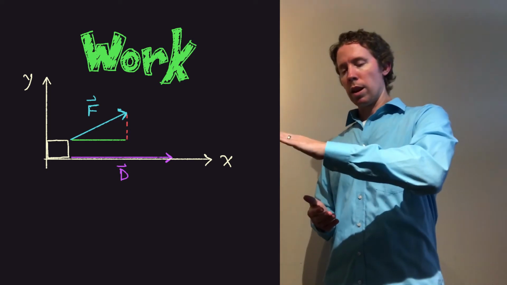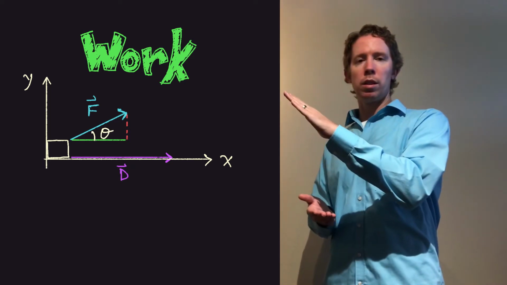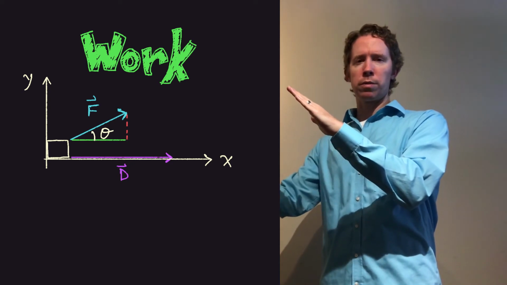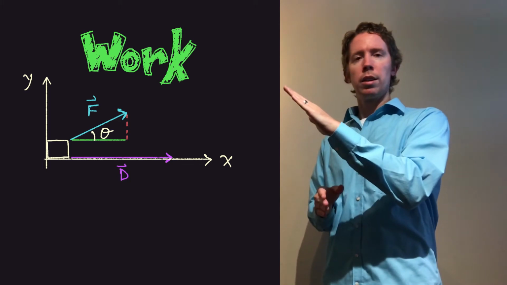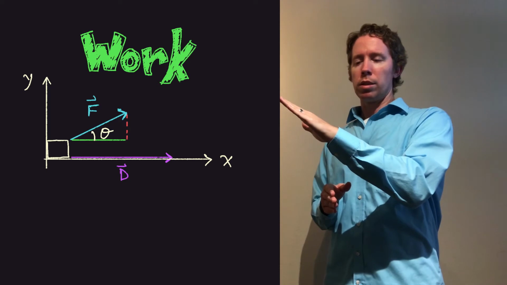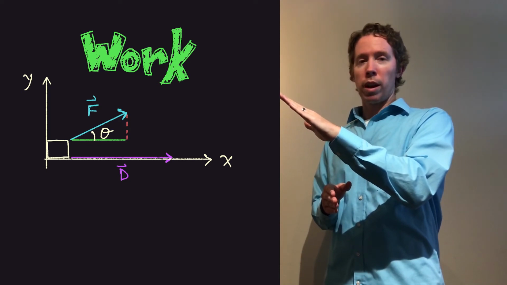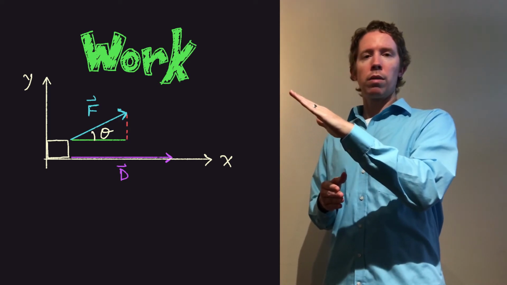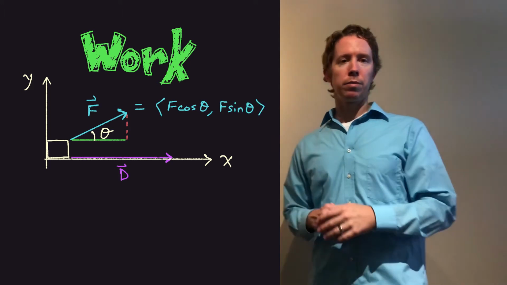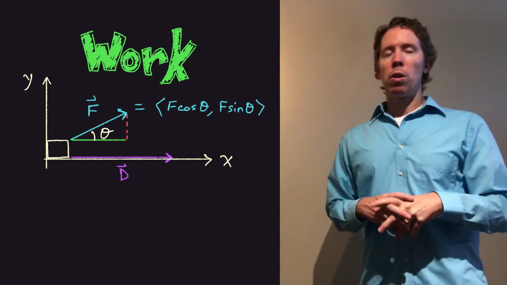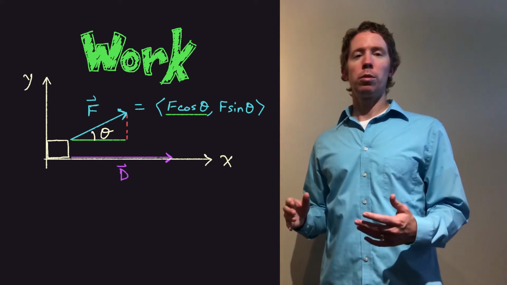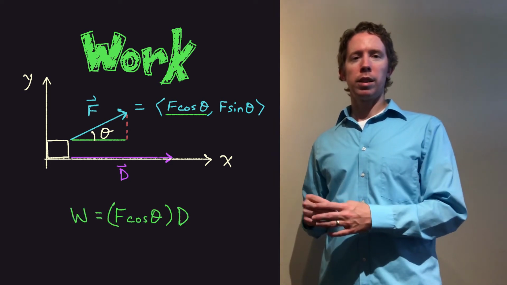So let's say the angle between the force and the horizontal, which is the displacement direction, let's say that angle is theta. Then for the vector F, the x component, we know from trig, is just the length of F times cosine theta, and then the y component is the length of F times sine theta. So if I want the amount that's going in the x direction, that's just F times cosine theta. Then the work is just going to be F times cosine theta times the displacement.